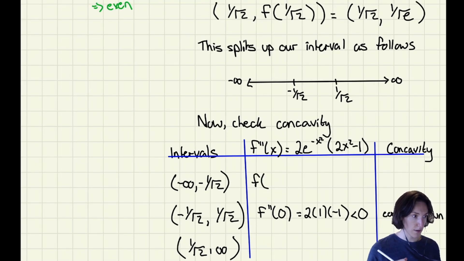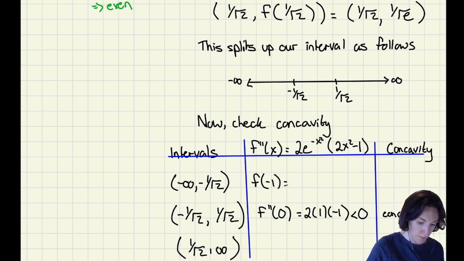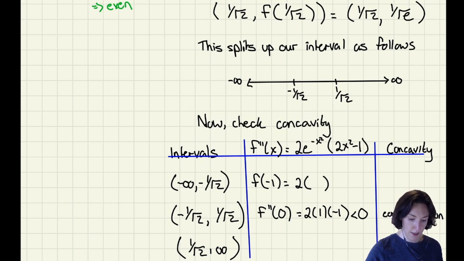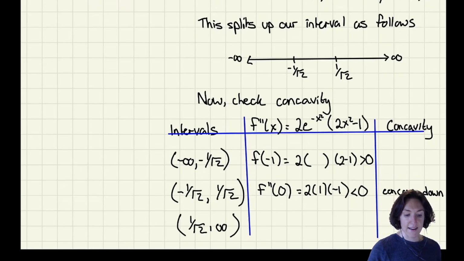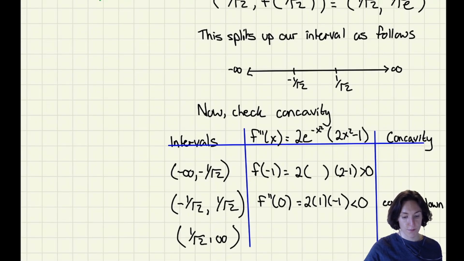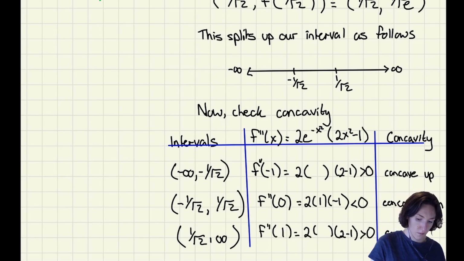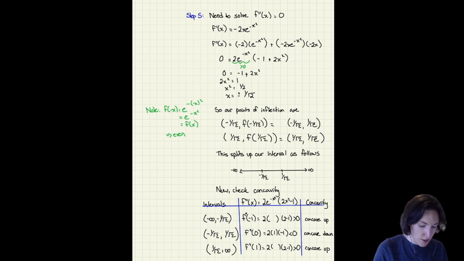Can we do negative 1? Yeah, 1 over root 2 is a very tiny number. So we can do negative 1. So this would be 2. The e part's always positive, so I'm just not even going to write it. And then we're going to have 2 minus 1. So positive, this is all positive. And actually, we could do a bit of a trick even right now. Concave up.